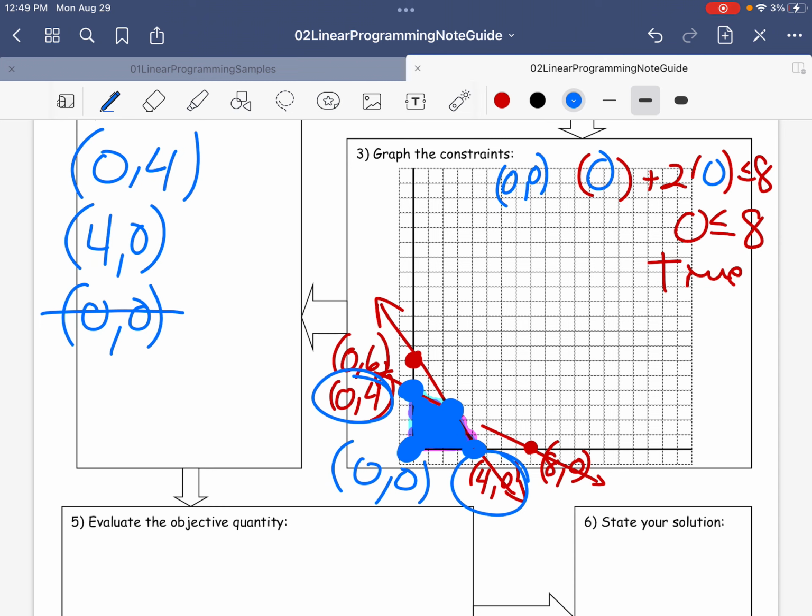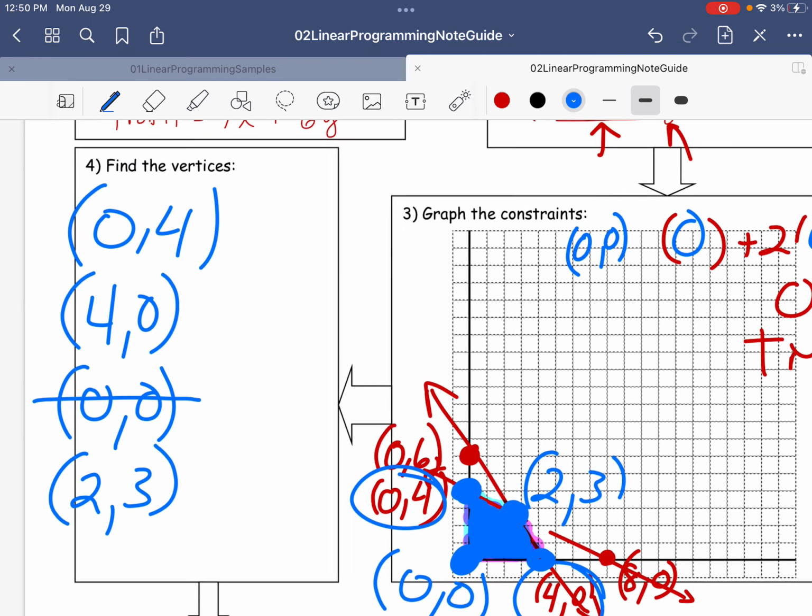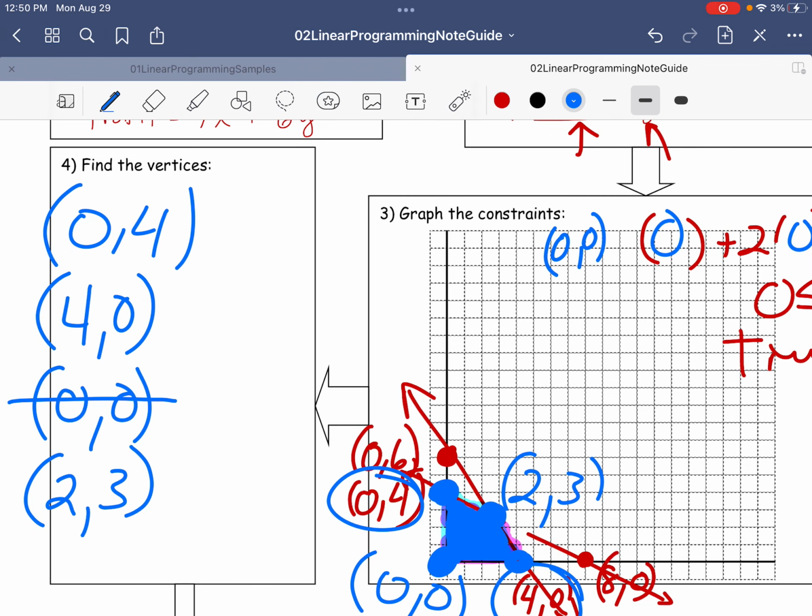There's one more. It's this point that's kind of in the middle, isn't it? It's this point at (2, 3). And (2, 3) is another point on the edge of my graph, a vertex that I'll be able to use in my final computation.